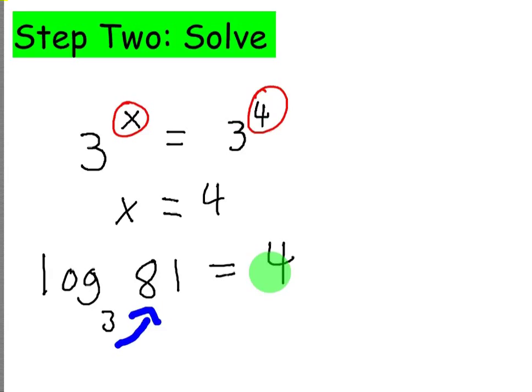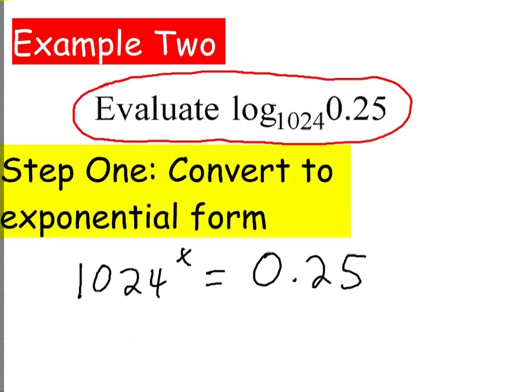Another example. This one's a little bit more involved because it has a decimal, but I'll teach you how to do it. So it says evaluate log base 1024 of 0.25.